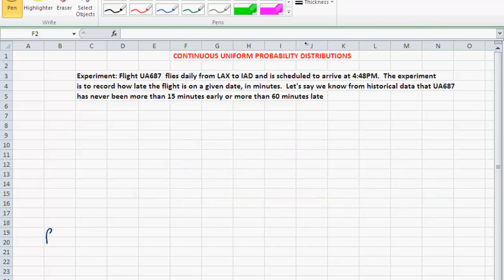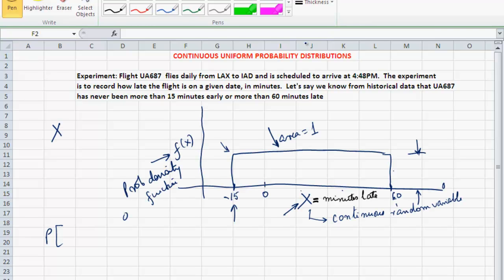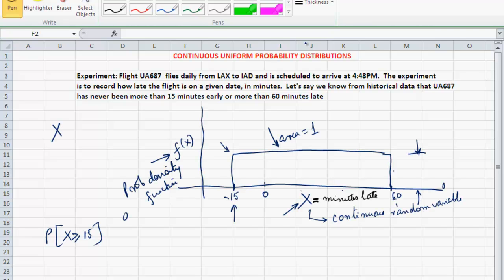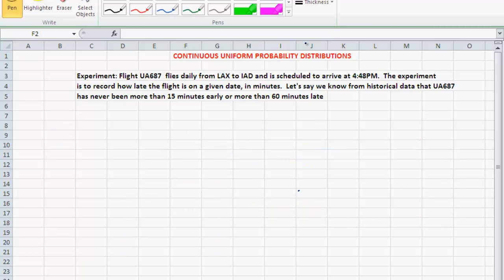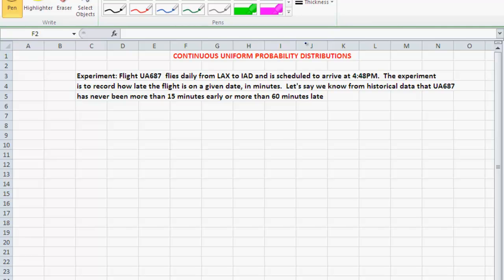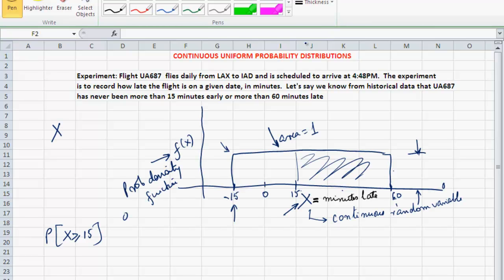Okay, so let's suppose that you're rushing to the airport to pick up your wife, and you're running late because of a traffic backup, and you want to know the probability that the flight will be 15 minutes late or more. So you want the probability that x is greater than or equal to 15. So let's say this is 15. The probability that x is greater than or equal to 15 is simply the area under the curve to the right. So x greater than or equal to 15 is simply the area that I have just shaded.